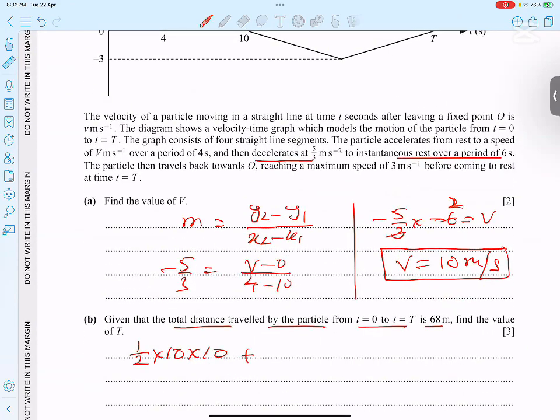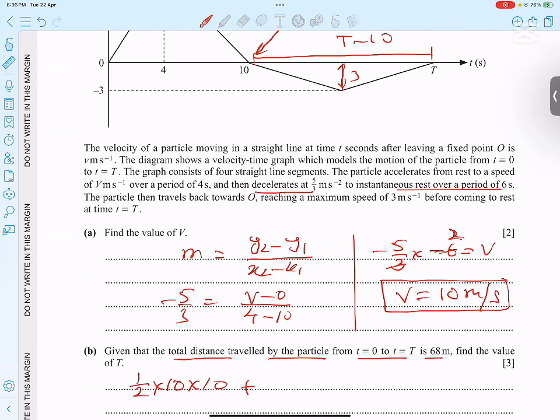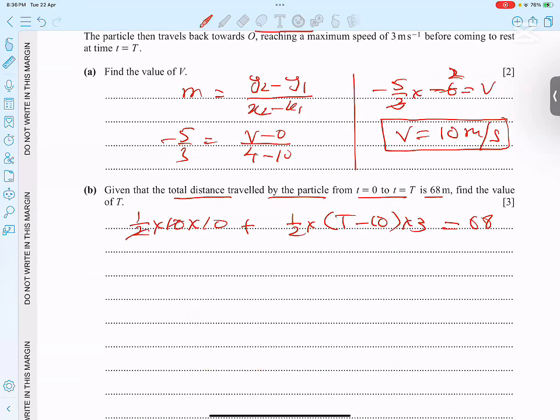And plus, when you talk about the other triangle, what is this one? So this is T minus 10, because this is T and this is 10. And what is the height of this triangle? That is 3. Don't take negative 3. So half into base into height. And base is T minus 10 and height is 3, equal to 68. And that's simple. I got 50 from here.